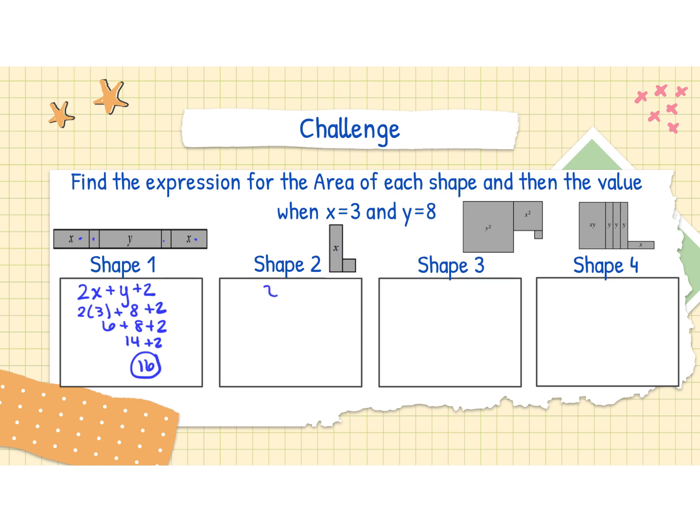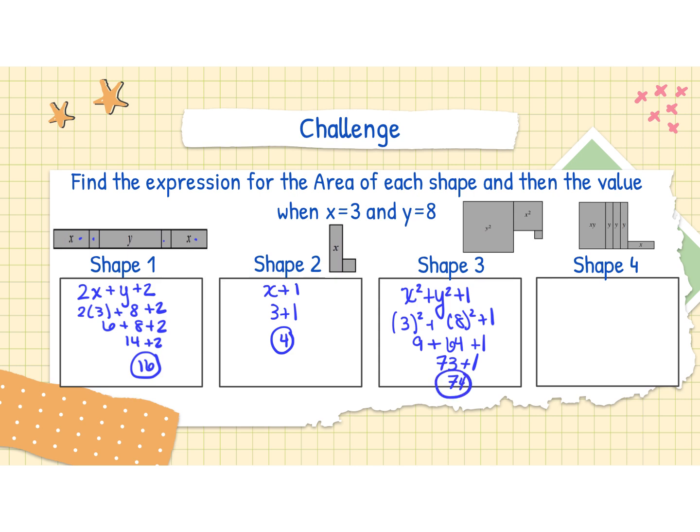The area for this is just x plus 1. So x is 3. We have 3 plus 1. That's 4. Shape number 3, we have x squared. That's going to come first. Plus y squared plus 1. x squared is 3 squared, plus 8 squared. Big numbers. Plus 1. 3 squared is 9. 8 squared is 64 plus 1. 9 plus 64 is 73. Plus 1 is 74.